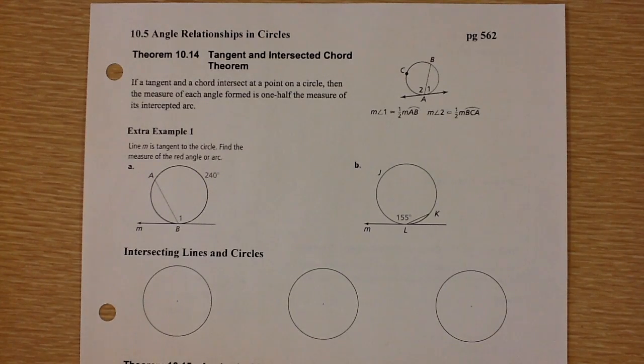Today we're going to be talking about angle and arc measures and how they relate to different types of lines that intersect inside, outside, or on a circle. Okay. So our first theorem is the tangent and intersected chord theorem.